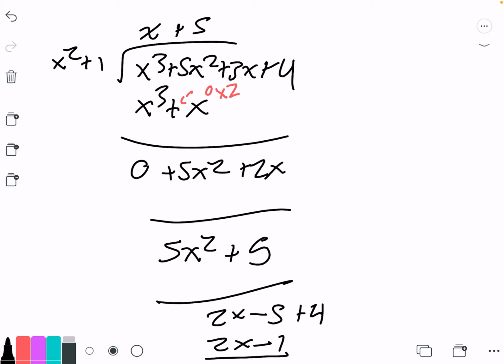Now, if you notice, there's nothing we can multiply x squared plus 1 by. There's no polynomial we can multiply x squared plus 1 by to get 2x minus 1. If we were to do that, we would get, obviously, a fraction with polynomials in the numerator and denominator, but that's not actually a polynomial anymore. So we stop here, and we say that the remainder is 2x minus 1. So our answer is going to be x plus 5 with the remainder of 2x minus 1.